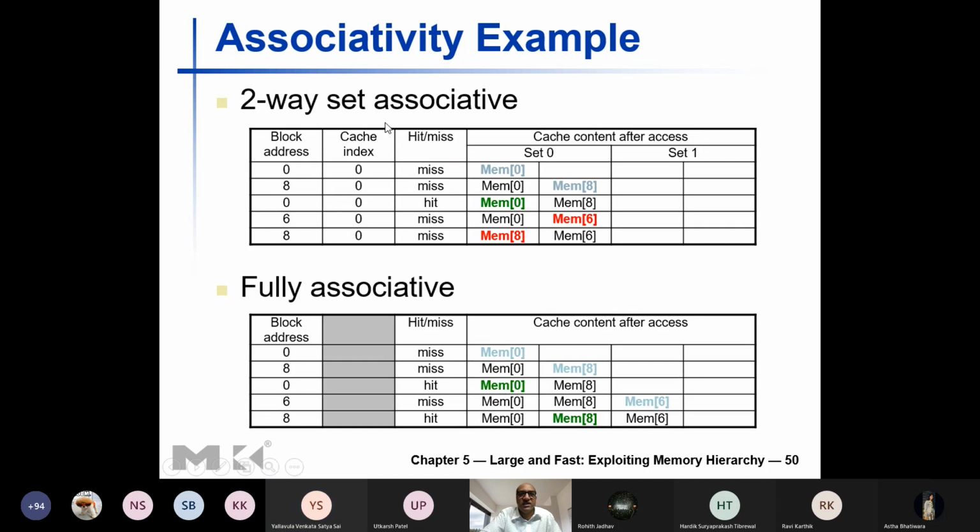In the case of two-way set associative, you can have only 1 hit and there are 4 misses. And if it is fully associative, there are 3 misses and 2 hits. This is just a very simple naive illustration to show that as you increase the associativity, the miss rate will be reduced.